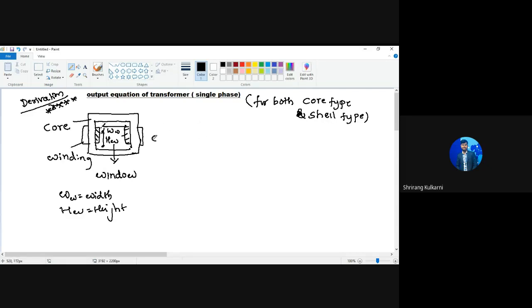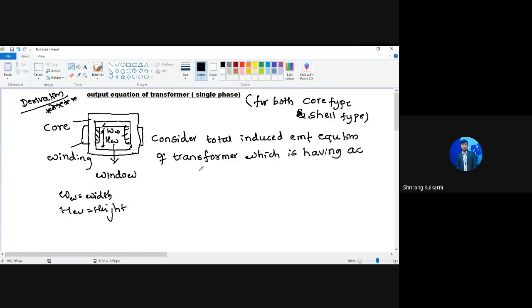Consider the total induced EMF equation of a transformer which is having an AC supply of frequency F and number of turns T. For the primary it is TP, for the secondary it is TS.